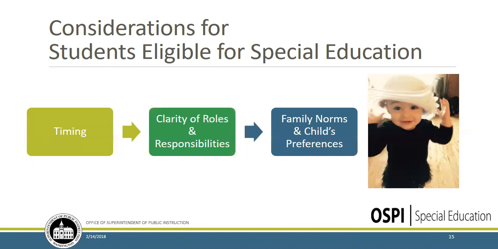And then the last one is the family norms and child preference. This is something that's important all around, but making sure that we remember that the families are the child's first and most important teacher. And if we can meet children where they are, it's also important to meet families where they are. And we want to individualize that experience for each and every student to honor their family norms and the child's preference.